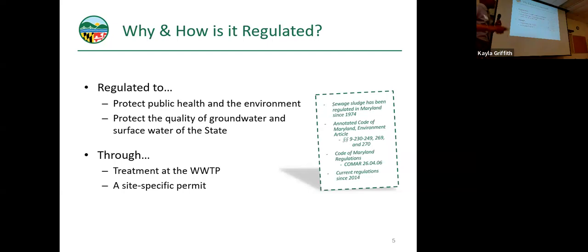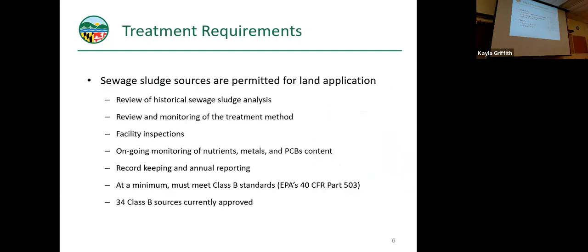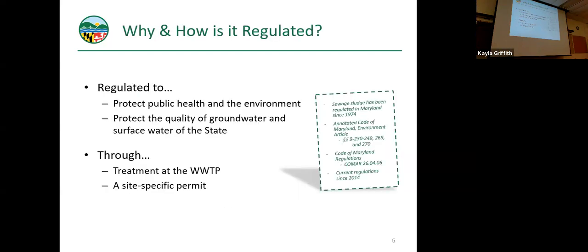So how is it regulated and why is it regulated? It is regulated to protect the public health and the environment. And what's more, to protect the groundwater and the surface water. Because if it's not regulated, too much nutrient will flow into the groundwater or the surface water, and that will cause pollution. And so it is regulated so that it's not done that way. To protect public health and the environment, the groundwater and surface water of Maryland.